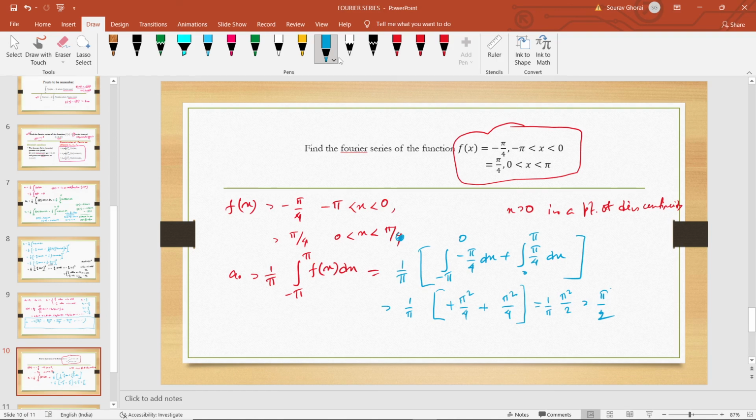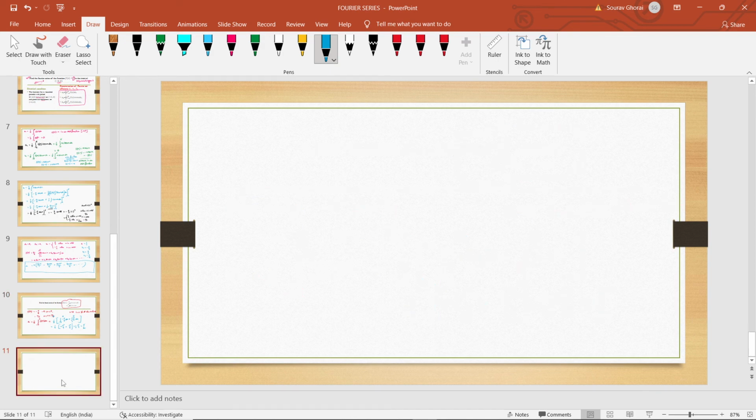Similarly, now we have to find an and bn. How can we find an and bn? an is equal to 1 by pi, integral from minus pi to pi, so we can write the integral from minus pi to 0 of minus pi by 4 cos nx dx plus the integral from 0 to pi of pi by 4 cos nx dx.